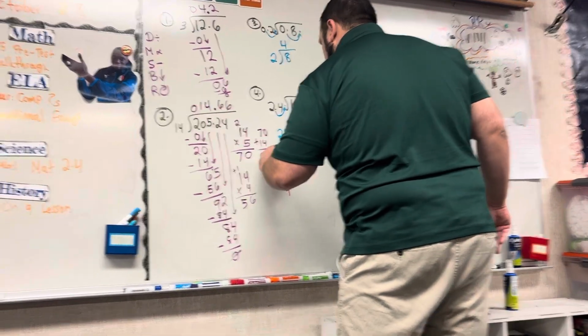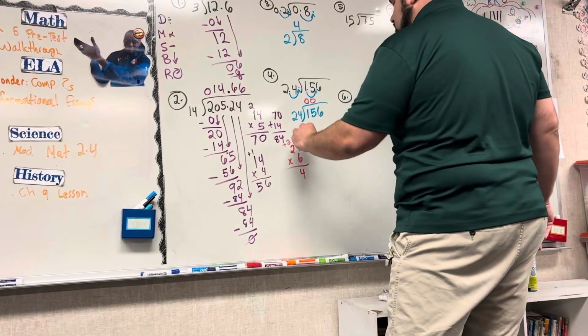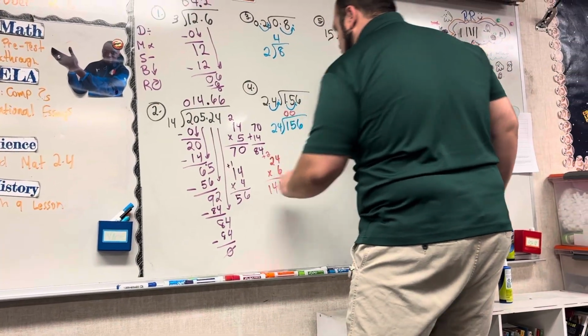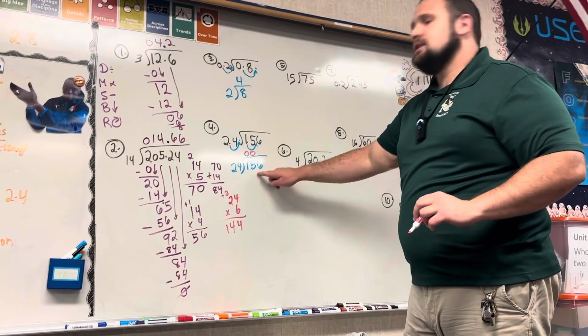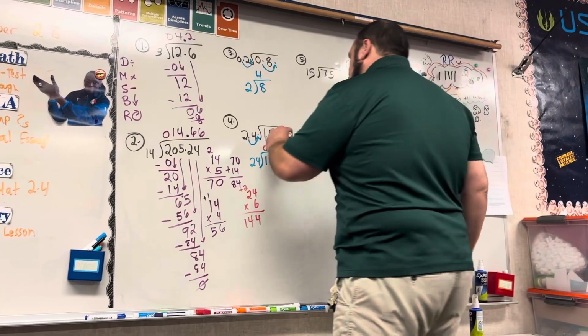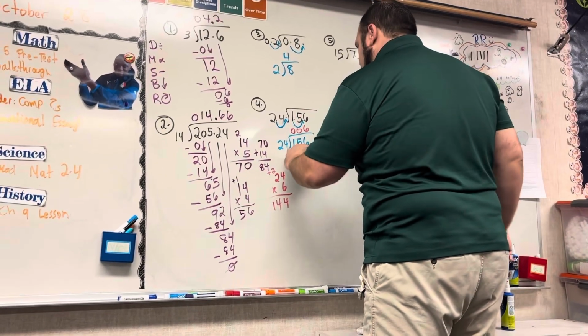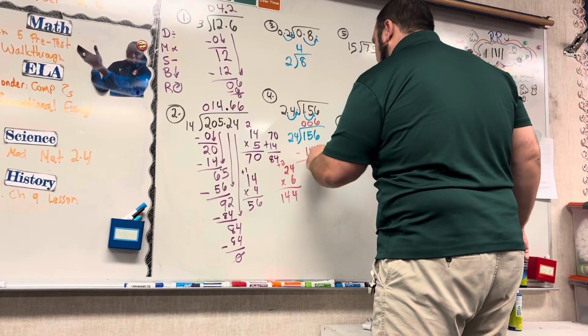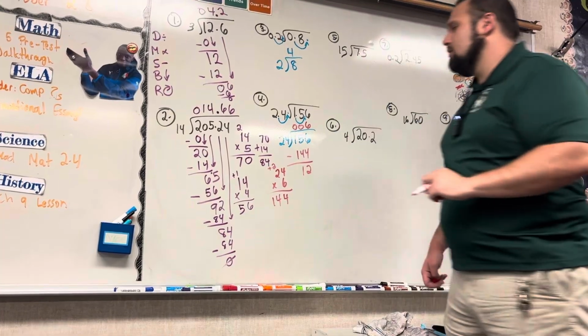6 times 4 is 24. 6 times 2 is 12. Plus 2 is 14. And yeah, that's as close as I can get to 156 without going over. So it goes in there 6 times. And when I subtract, I have 12 left over.